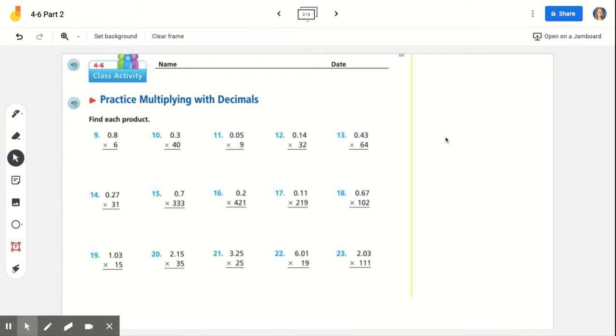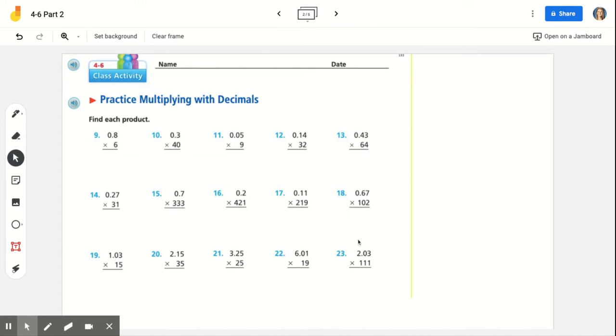Okay, go ahead and flip the page, page 133. You need your whiteboard out and a pencil close to you. And on the heading on page 133, it says practice multiplying with decimals. And then the directions say find each product.